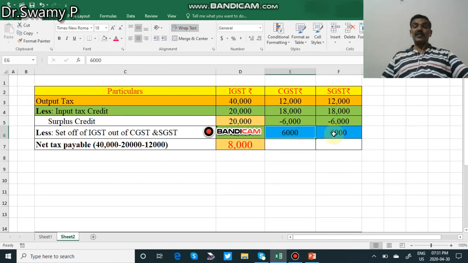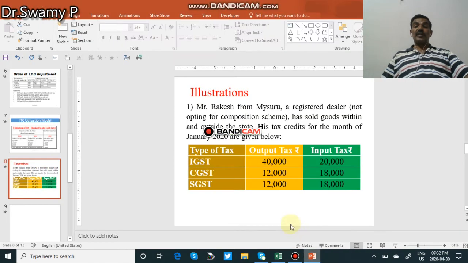These two, 6,000 plus 6,000, 12,000, is deducted from 20,000. Therefore, net tax payable by Mr. Rakesh is 8,000. That is IGST payable to the government. Let me go to another example.